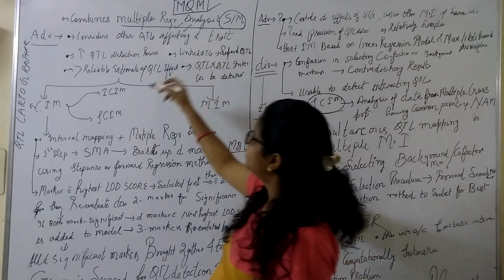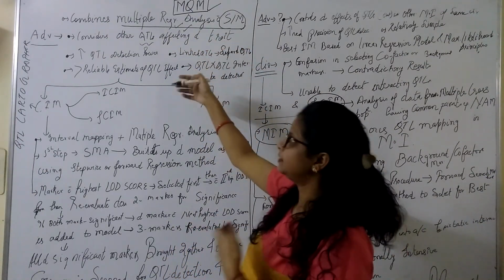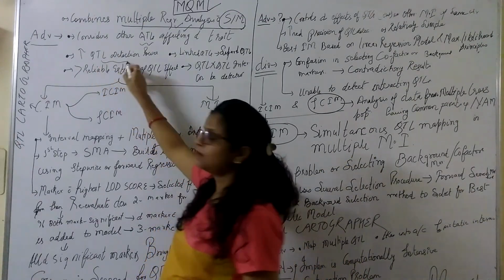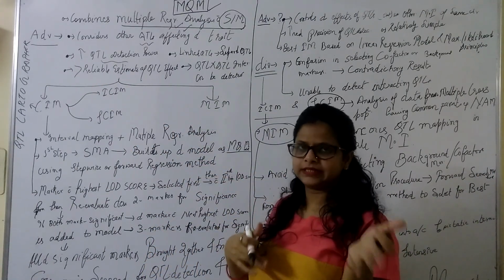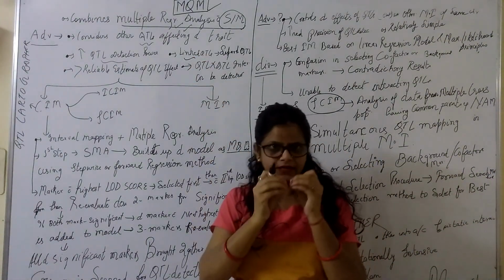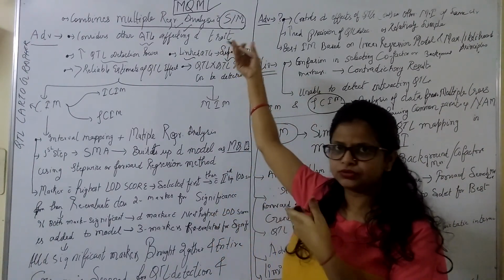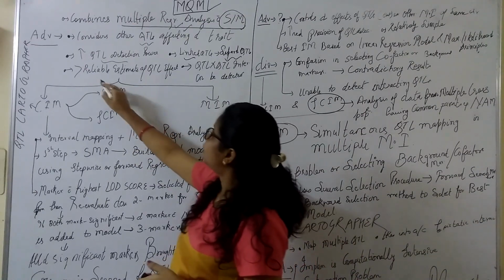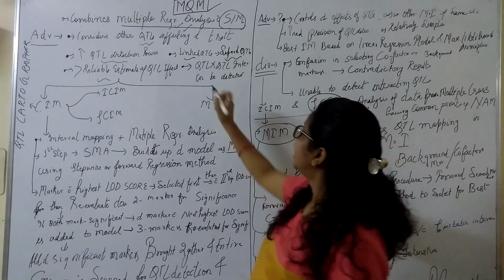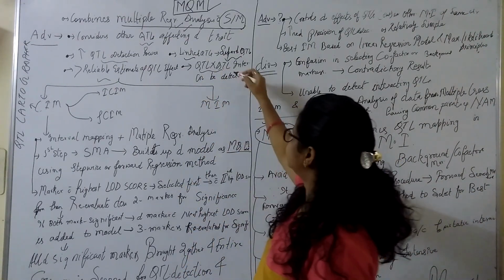That's why it considers other QTLs also affecting the trait. That is its advantage over the single QTL detection method. Its QTL detection power is much more than a single QTL detection method. Whatever linked QTLs are present, you can identify them as separate QTLs using this method. It provides a much more reliable estimate of the QTL effect, and you can also detect QTL-by-QTL interaction using this method.